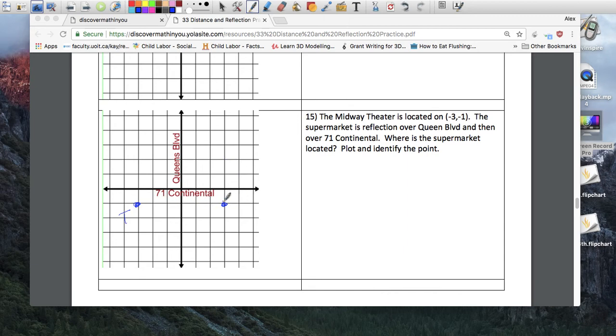And then after crossing Queens Boulevard, it tells me to cross 71 Continental. And across 71 Continental, it's 1 block. So as soon as I cross 71 Continental, the first block, this is the supermarket. So if they were to give you directions, they would tell you to, from the theater, cross Queens Boulevard, the same number of blocks on the other side, and then cross Continental Avenue, the same number of blocks on the other side. So you end up here. The location is 3 over and 1 up. So here's the supermarket. There it is, 3 over, 1 up.